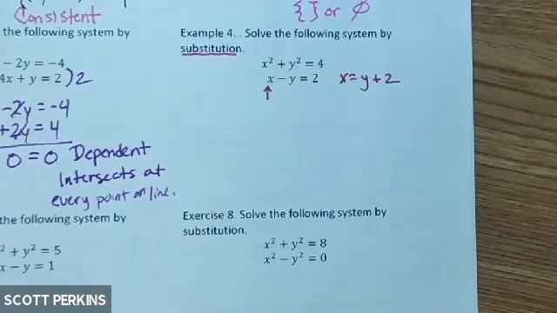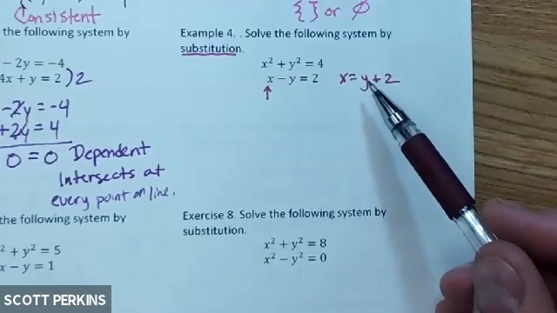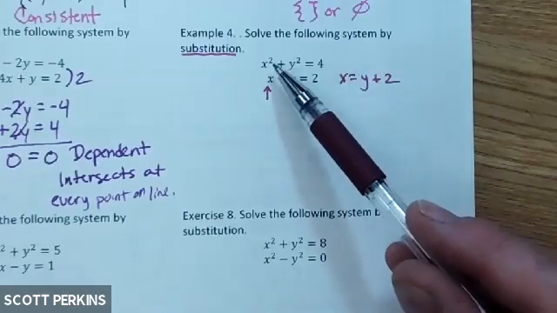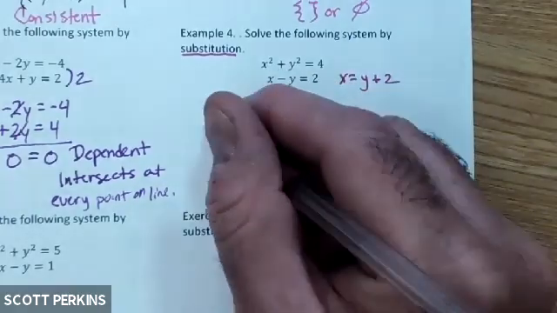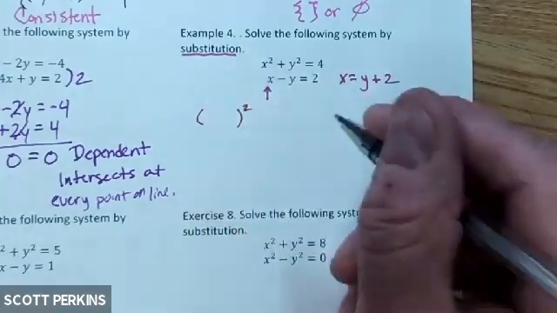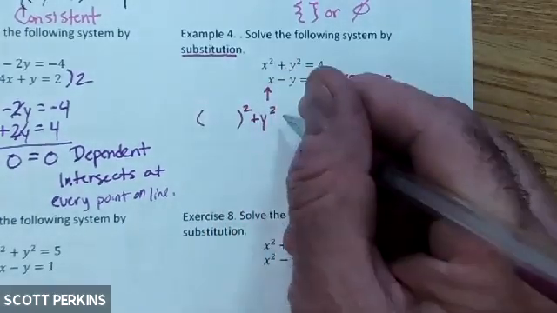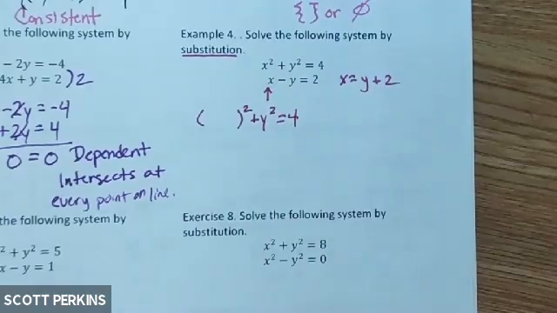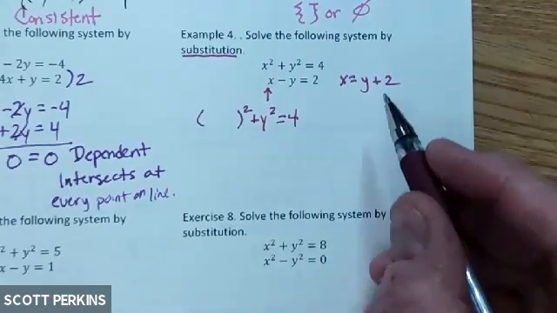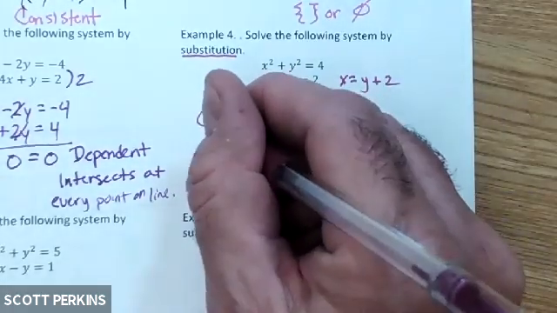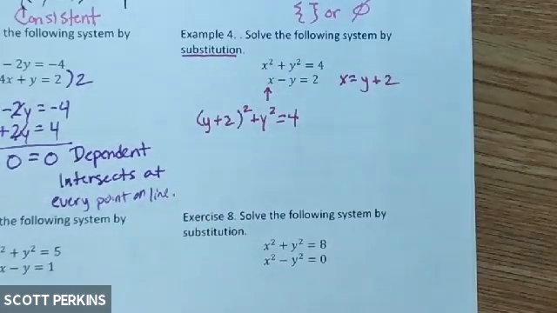All right, well, here's the next step. It's just like what we did, and the whole reason I reminded you of substitution with linear systems is now I'm going to take that and plug it in for x in the top equation. So in the top equation, I have x squared plus y squared is equal to 4. The x that I've got now is y plus 2, so I'm going to put the y plus 2 in, and I'm going to square it.